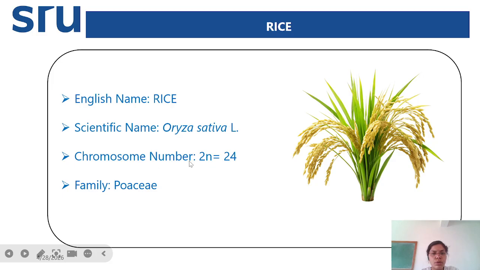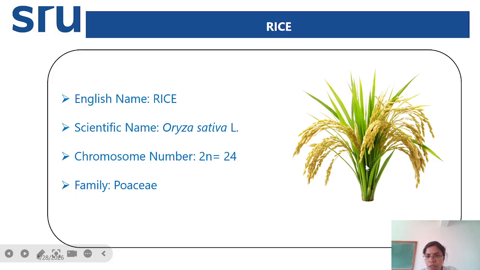Next is the chromosome number. It has a chromosome number of 2n equal to 24, and it belongs to the Poaceae family. Here we can discuss the morphological structural parts of the rice plant. Here you can see this is the culm.